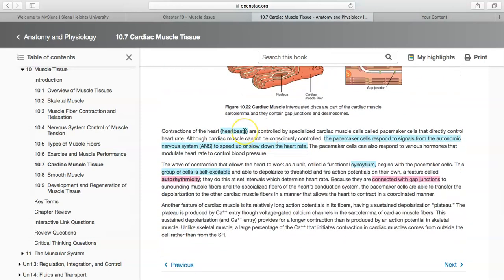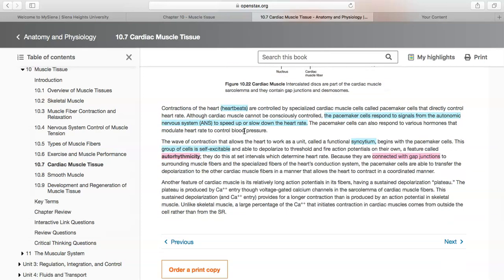So the next thing I want to talk about are pacemaker cells, and they're basically the specialized cells that control heart rate. So you can't consciously speed up your heart, but the pacemaker cells actually do get signals from your autonomic nervous system, and it speeds up or slows down the heart rate depending on those signals.